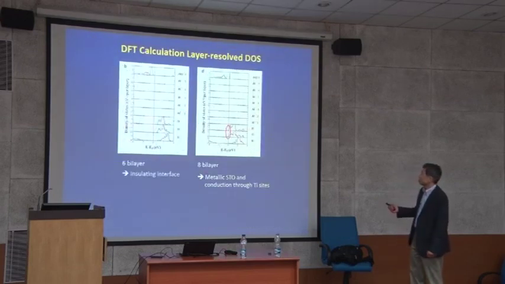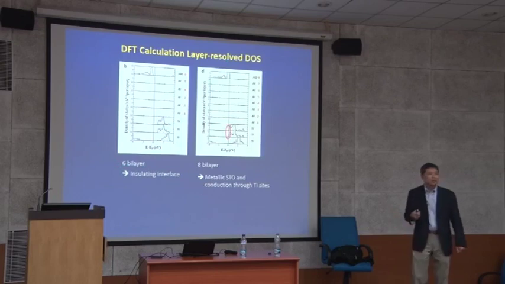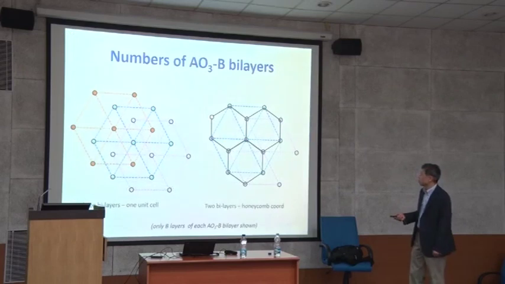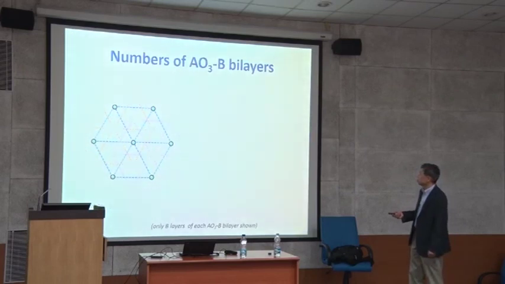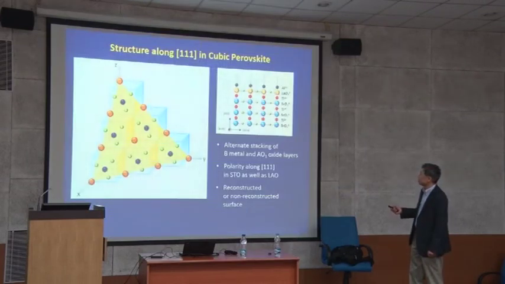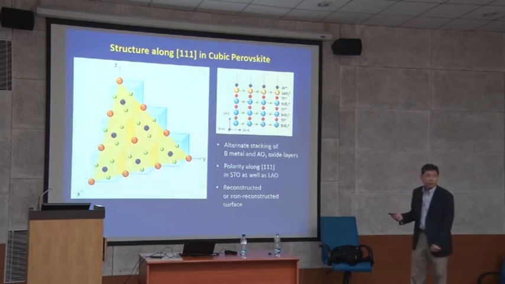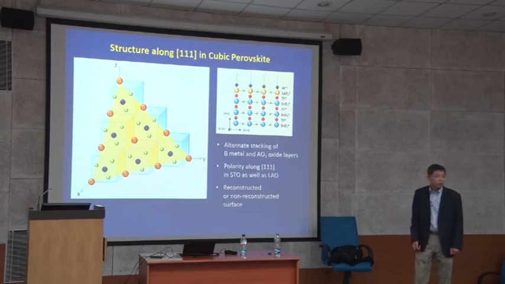We did DFT calculations for 111, working with a DFT person. You can see 6 bilayers here. A bilayer is not a unit cell. The definition in 111 is a little different: in 111, this is a bilayer, this is a bilayer, this is a bilayer. You see that? We don't call this a unit cell. The unit cell height is roughly 3.9 angstrom, about 4 angstrom.